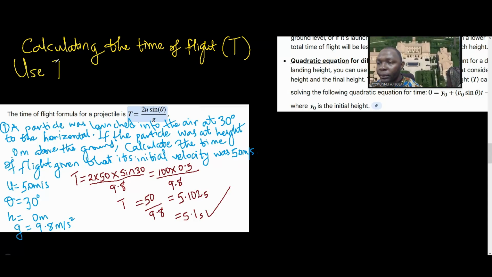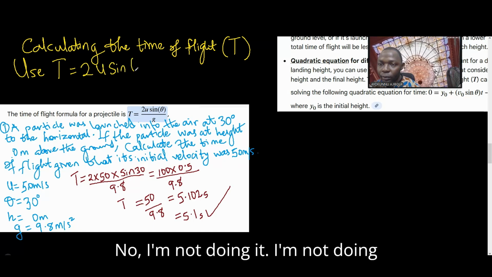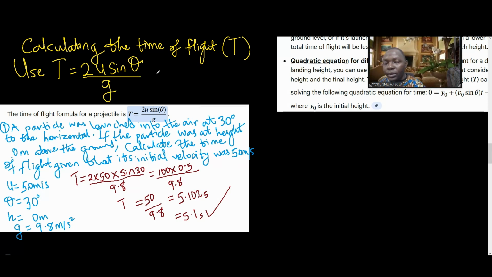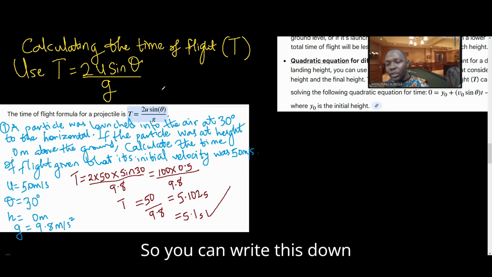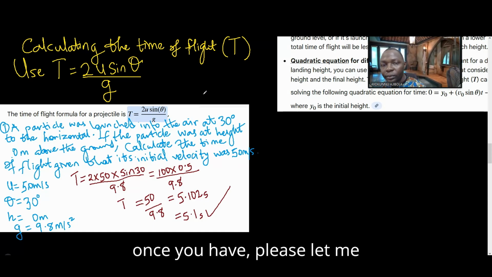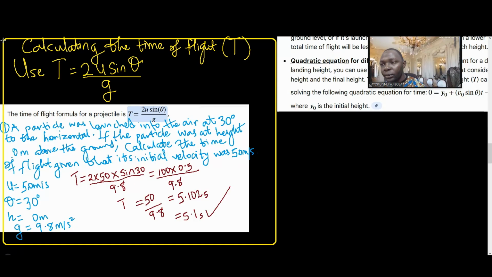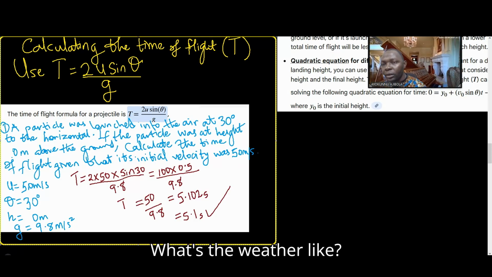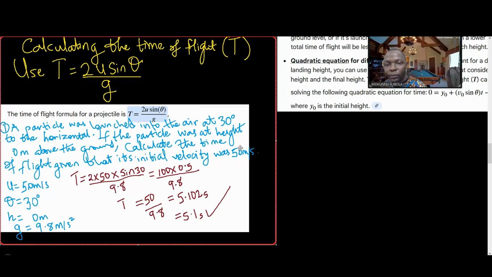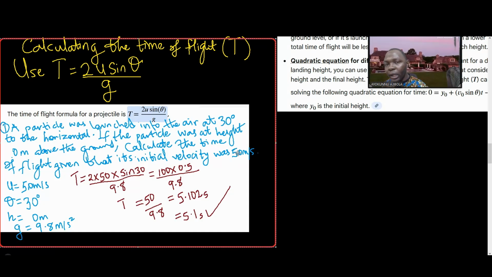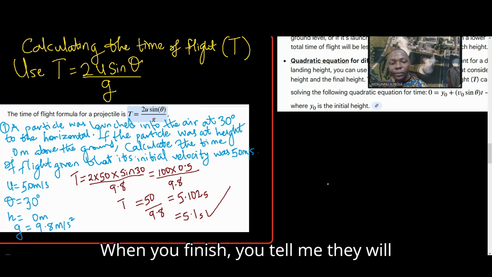Use which formula? Do it yourselves. You can write this down. Once you are through, you let me know. You people should write everything in this rectangle, okay? When you finish, you tell me, then we go to the other one.